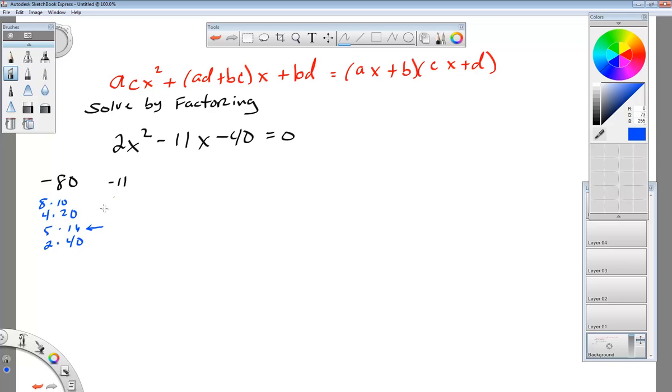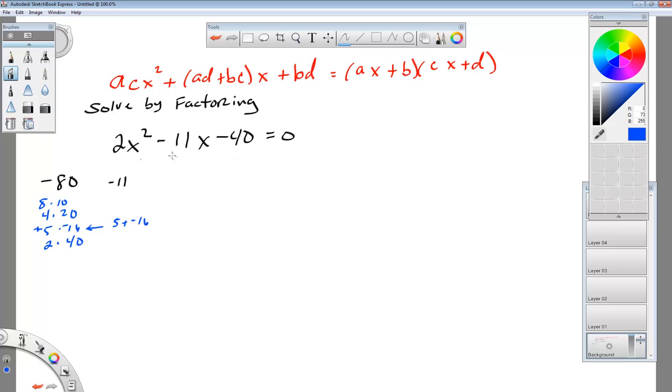The only way I can get 11 by adding these numbers together, and you know that one of these numbers is going to be negative, is the 5 and the 16, because 16 minus 5 is 11. And if I make this a plus and this a minus, then that's going to satisfy what I need, because I need two numbers to multiply together that equal this and add together to equal negative 11. So these are the two numbers I look for. So now watch what I do next.